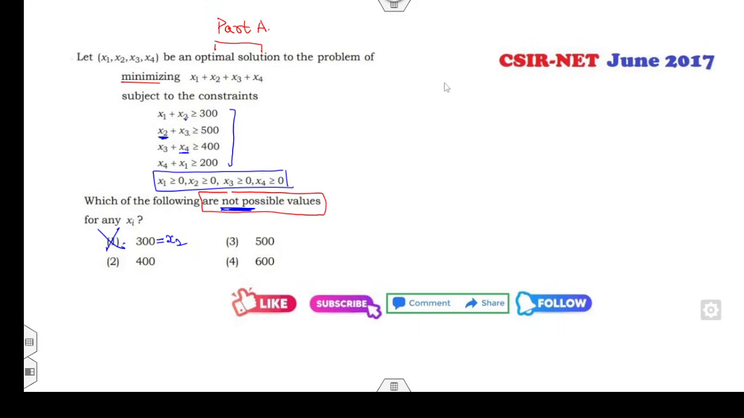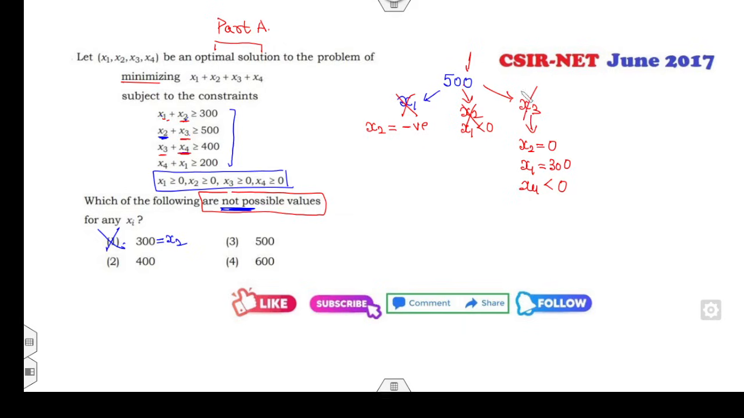So let's say 500. Can it be x1? If this is the value of x1, what is the value of x2? X2 is negative, which is not possible. Can it be x2? If x2 is 500, then x1 will be negative, which is again not possible. Can x3 be 500? If x3 is 500, which implies x2 will be 0. If x2 is 0, then x1 will be 300. Fine. If x3 is 500, then x4 will be negative, which is not possible.